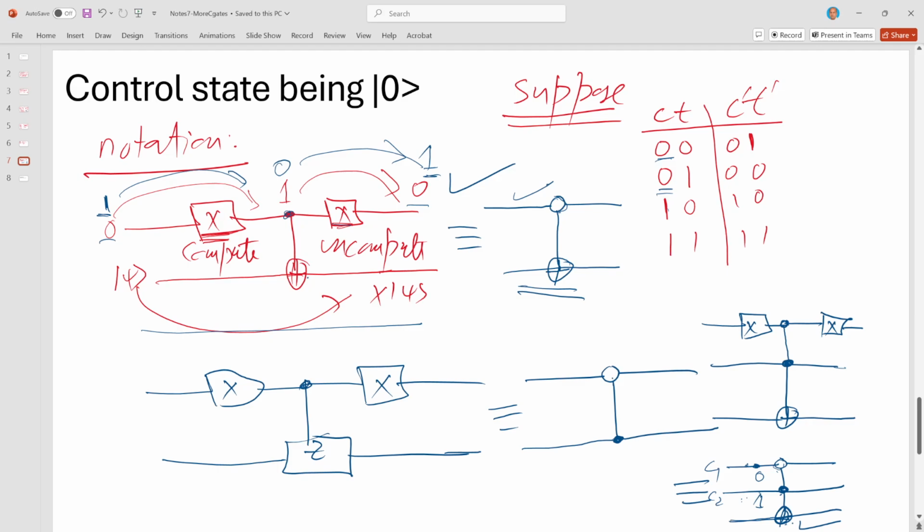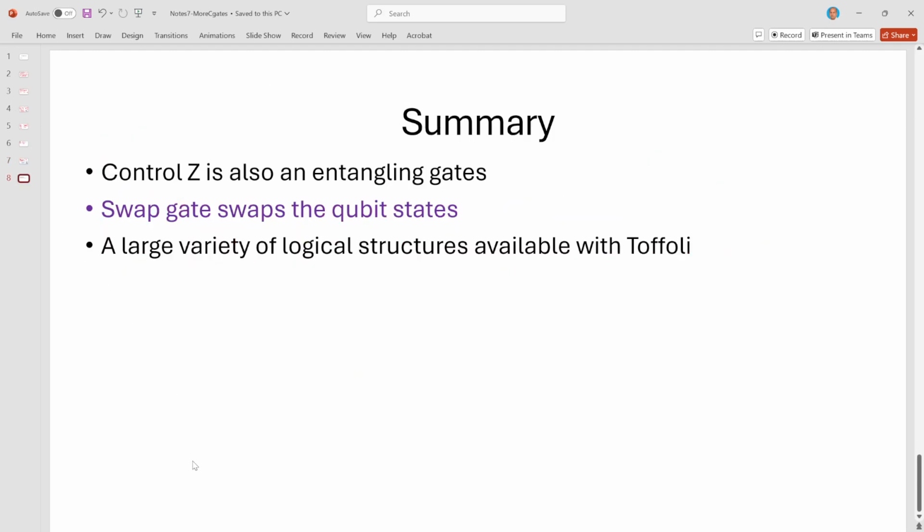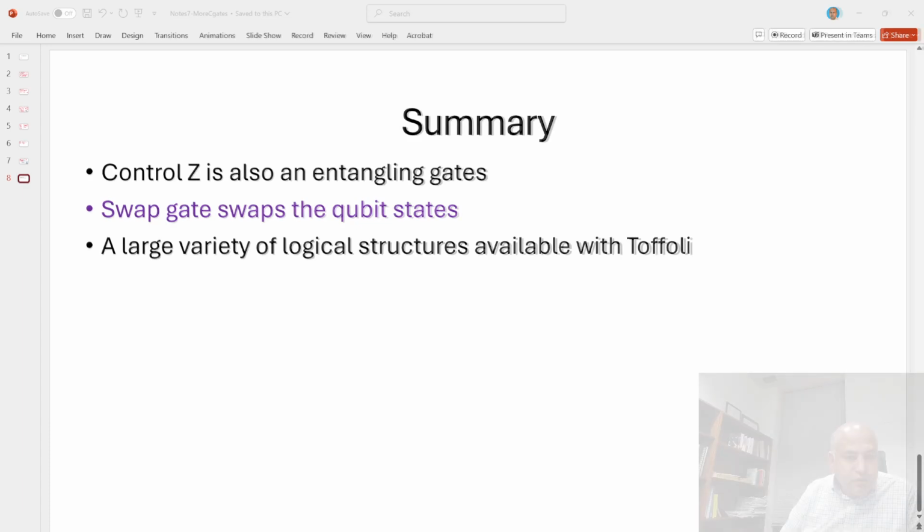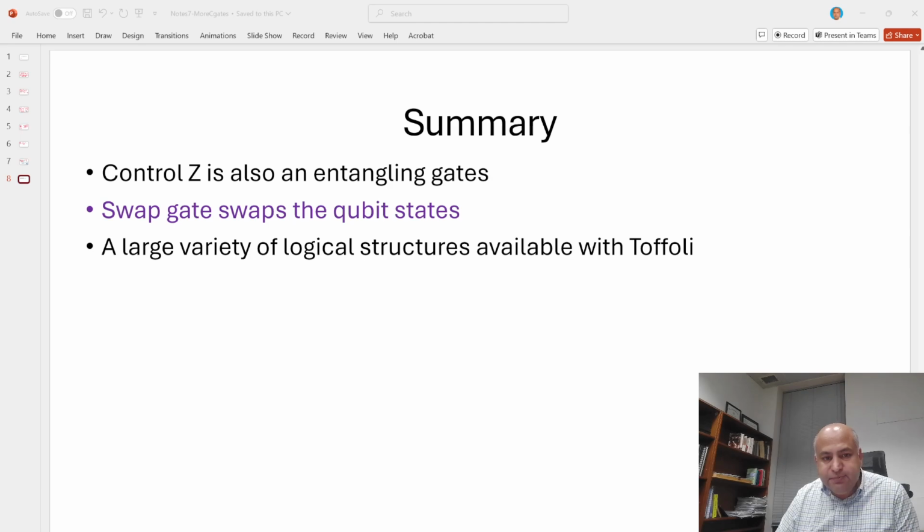So wherever there is this open circle on the control qubit, you should imagine that the controlling qubit has to be in 0 state instead of 1 state. With this, I would like to conclude this part, and just to summarize, we talked about control Z and the swap gate. Control Z flips the sign of the state when both qubits are in 1 state and does nothing otherwise. Because of this, it gives rise to entanglement. Swap gate simply swaps the states of two qubits, so it doesn't generate any entanglement.